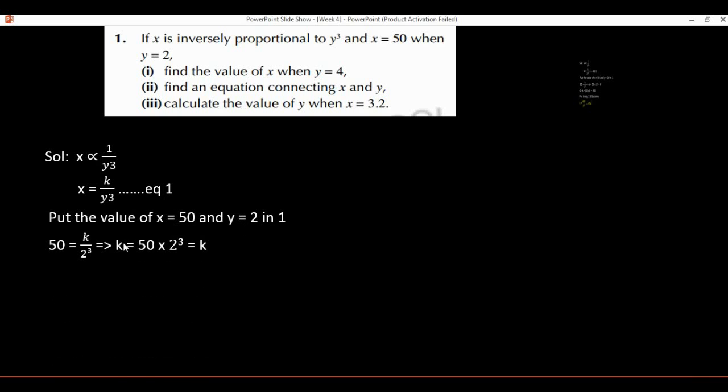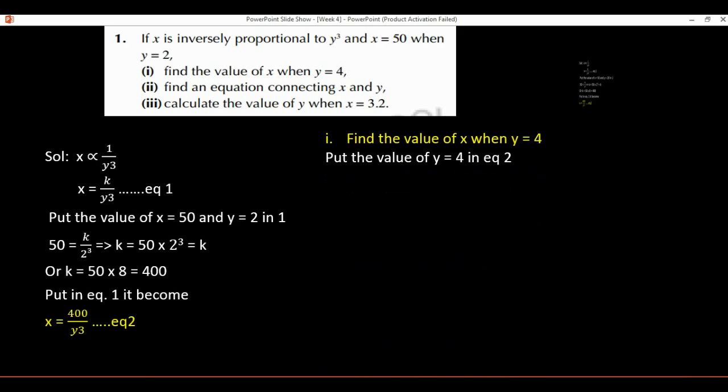When we insert these values, we will find the value of k, and this k is equal to 400. So put this 400 into equation 1 to get equation 2. Here it is, x is equal to 400 over y cubed. This is our equation number 2, and this is part number 2 actually, connecting x and y, the equation.